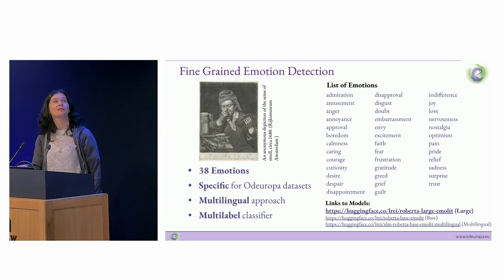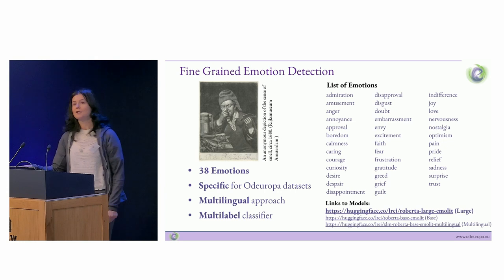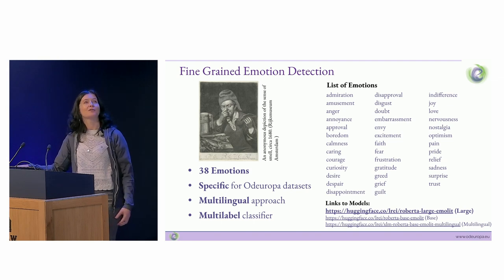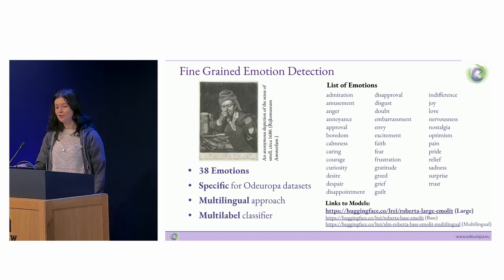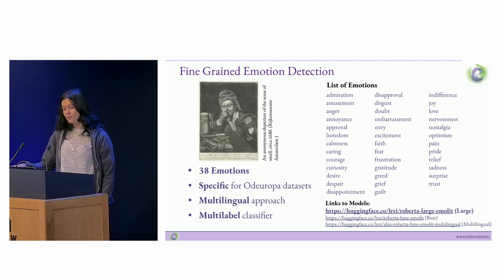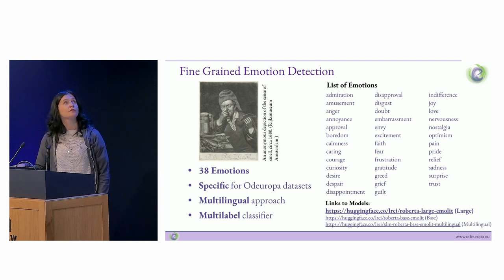First, we started with a model which would involve only 11 emotions. It was Plutchik's set of emotions plus three emotions suggested by historians, such as nostalgia, love, and desire. But then in the middle of explorations, we came to the fact that we might need some more emotions for our text. And we developed a fine-grained emotion detection model, which covers 38 emotions. It's very fine-grained. You can see different emotions, such as admiration, amusement, anger, also nostalgia, desire, and some emotions which are not frequently used by other researchers. The emotions are specific for the Odeuropa datasets, and we also developed a multilingual approach, which covers four languages.